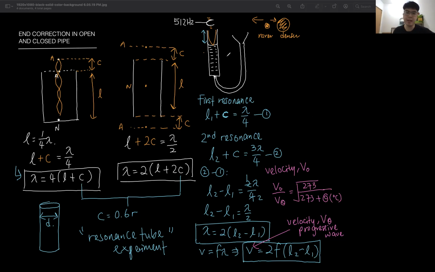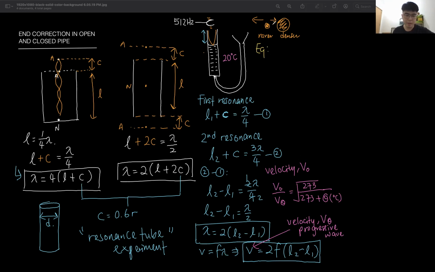Okay, so let's say you conduct this experiment at 20 degrees Celsius. You calculate the velocity, that is the velocity at 20 degrees Celsius. You want to convert it to the velocity at ice point, V naught, because the speed of sound is different at different temperatures. Let me give you one example.